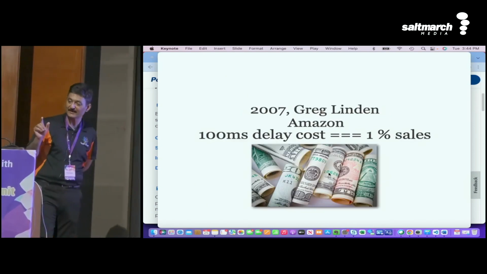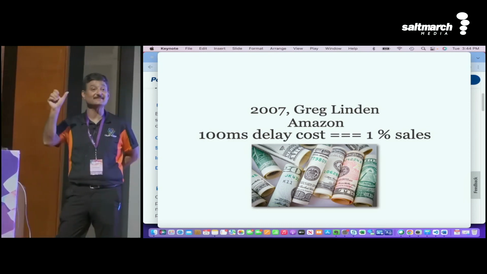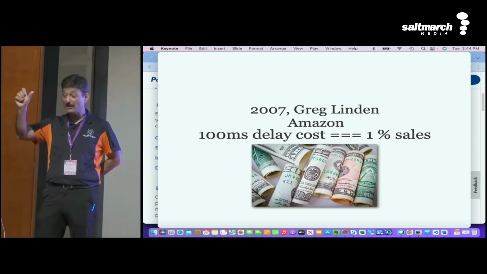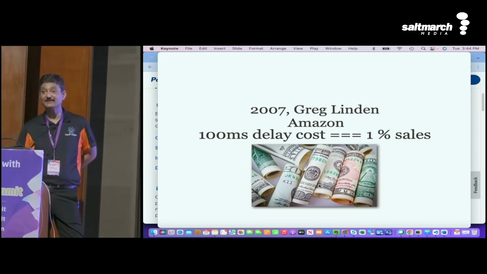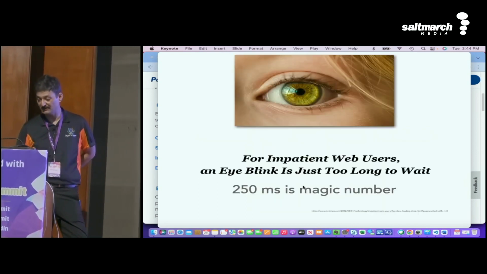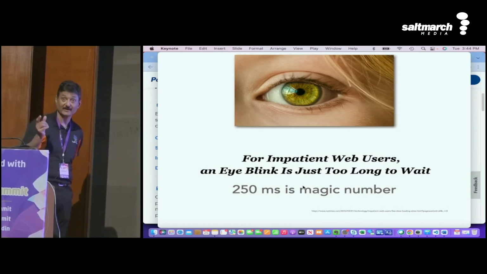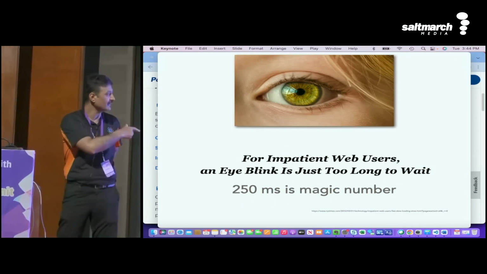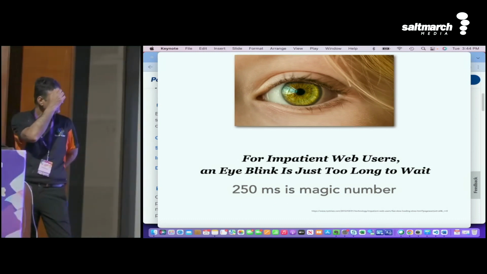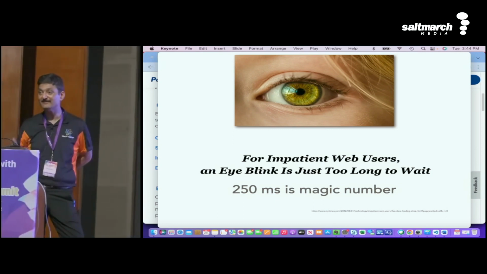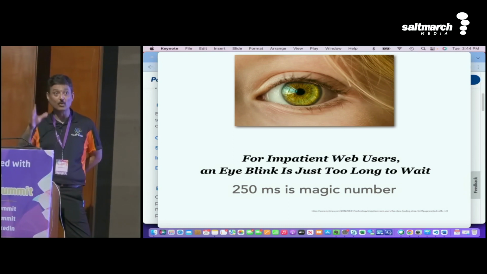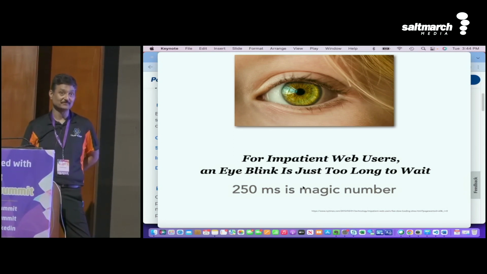Now, Amazon found that a delay of 100 milliseconds in 2007 lost them 1% of sales. And the blink of an eye, this is from a 2000 New York Times study, means a magic number of 250 milliseconds. If your response time is more than that, it's not good.